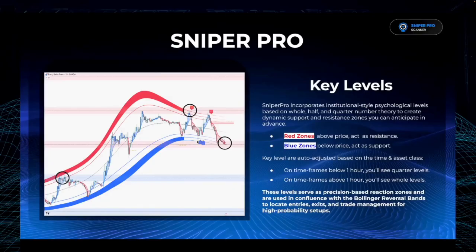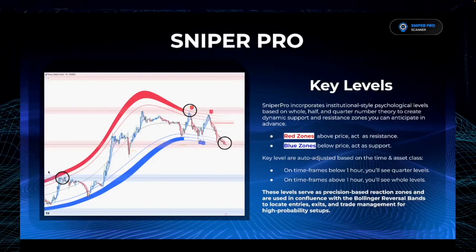Now, the next key element of the Sniper Pro are the key levels. So you're going to have psychological key levels built into Sniper Pro. So they will be divided and they will also be highlighted. If price is above the key level, the zone will be blue, so it visually looks like a support. And if price is below, the zone will be red, so it looks dynamically like a resistance.